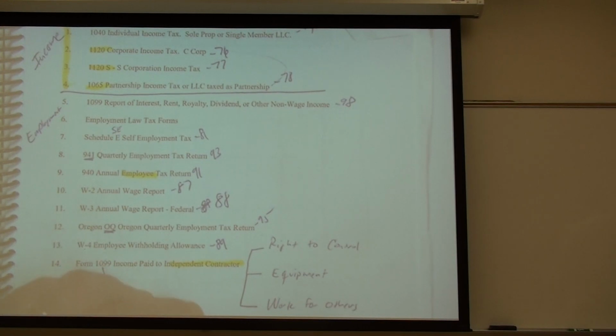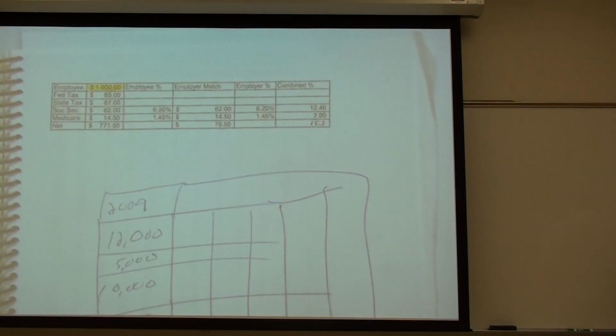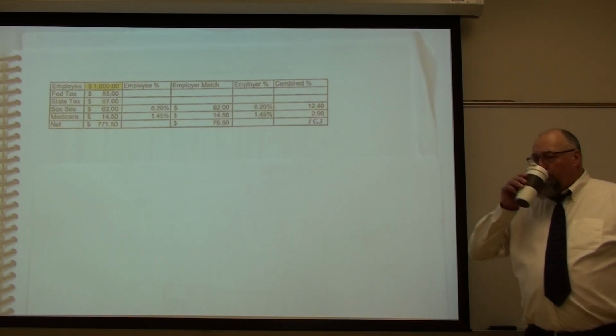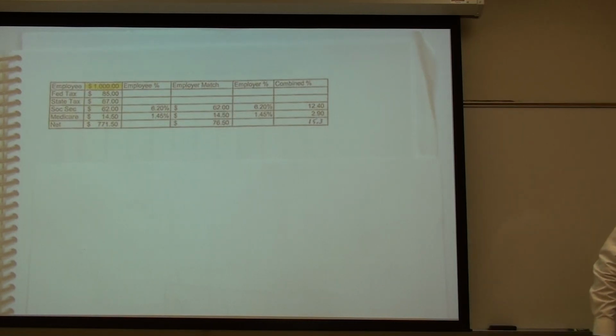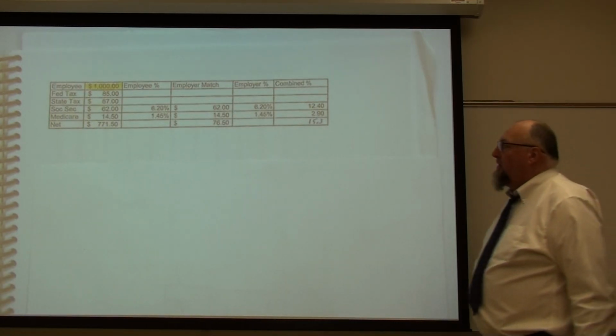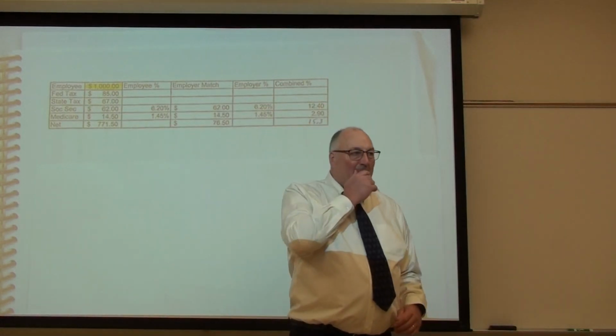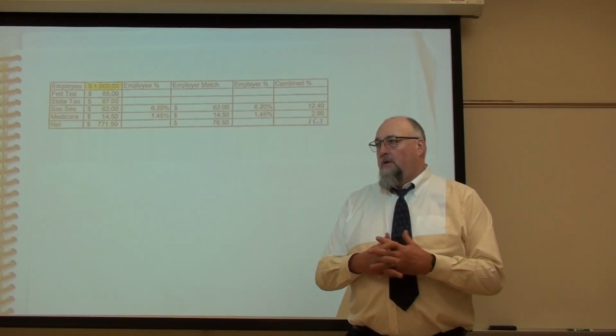So, page 73. This is my highly abbreviated payroll spreadsheet, just so I can kind of show you how this works. So let's say I have an employee and I'm going to pay them $1,000 a month. So let's just say it's a salary.